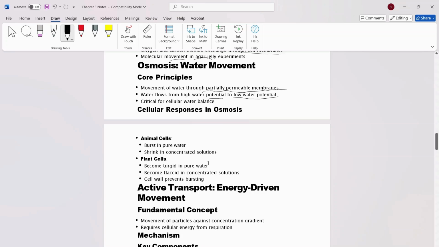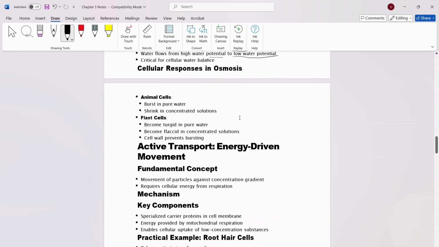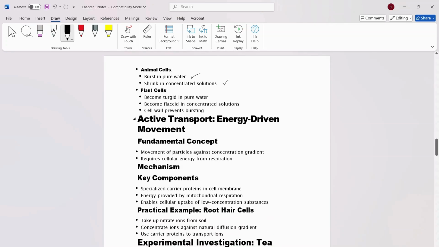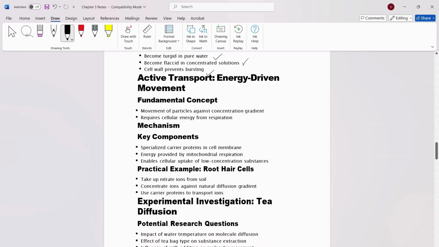Alright, next is cellular response in osmosis. Animal cells burst in pure water and shrink in concentrated solution. Plant cells become turgid in pure water and become flaccid in concentrated solutions. The cell wall prevents bursting. Active transport, another important concept: energy driven movement.